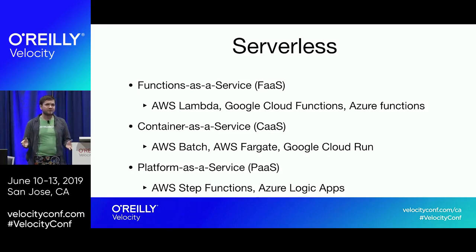And platform as a service is basically the layer which allows you to control it. Examples are AWS Step Functions or Azure Logic Apps. They kind of help to tie everything together. Because both functions as a service and containers as a service are completely stateless implementations, so they don't store state. And that's why we have platform as a service, which works as a storage for state.